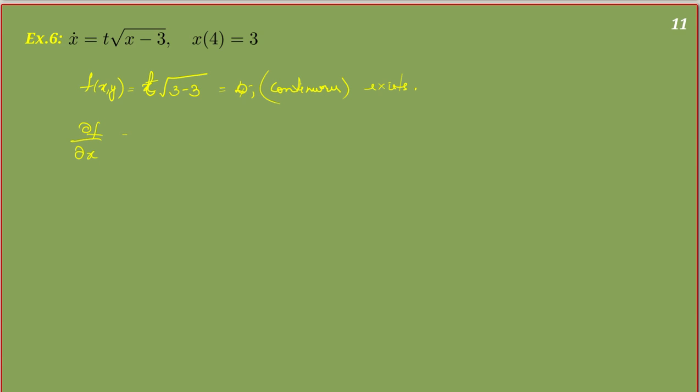So what about dou f by dou x? Dou f by dou x is t by 2 root x minus 3, right? So now at x equal to 3, what happens? At x equal to 3, at the initial condition, what will happen?